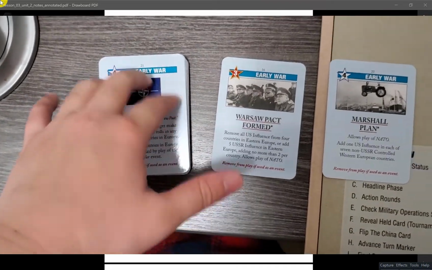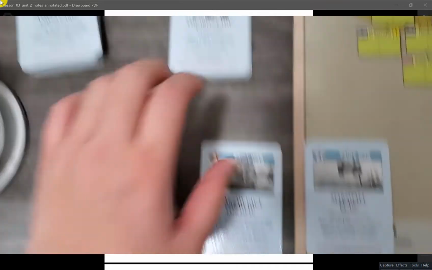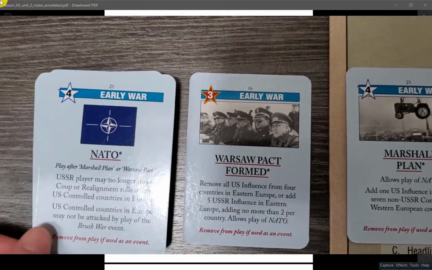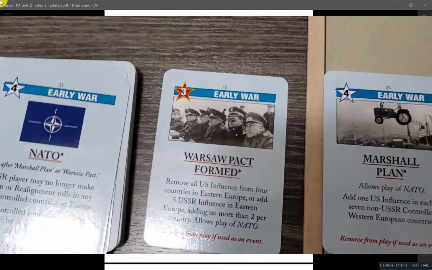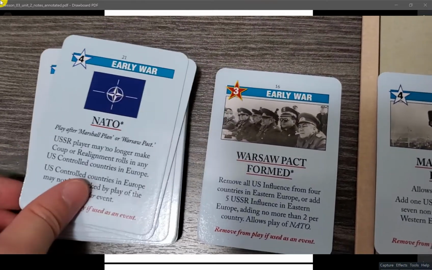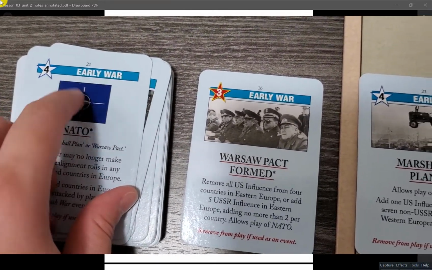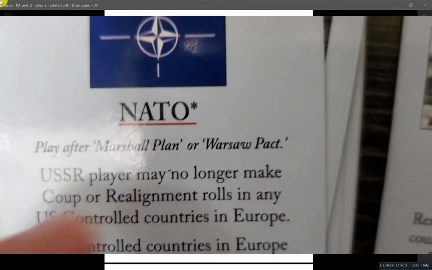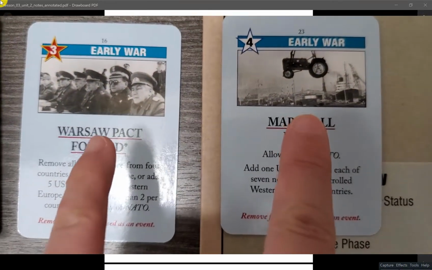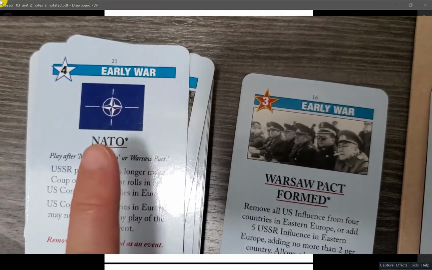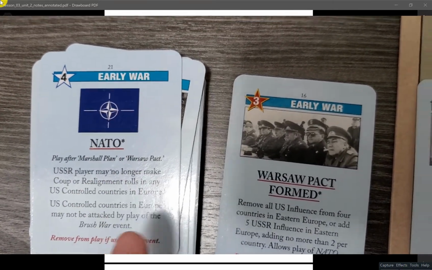Early war events must happen first, then mid-war, then late war. If you take a look at early war, here I have an example of some of these big events that happened in history. I'm not a history person, but for example, here I have a card called NATO, which is early war. Notice it can only be played after the Marshall Plan or the Warsaw Pact has been played. So it's these cards. If these cards have not been played, the person who wants to play NATO cannot play NATO.